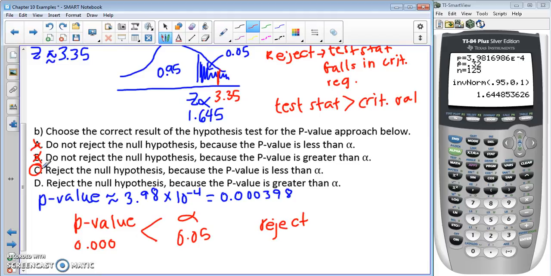Make sure you know that if you do not know the condition, you're probably not going to make any higher than a 50 on your test. So please make sure you know the condition. When the p-value is less than alpha, you reject the null hypothesis.